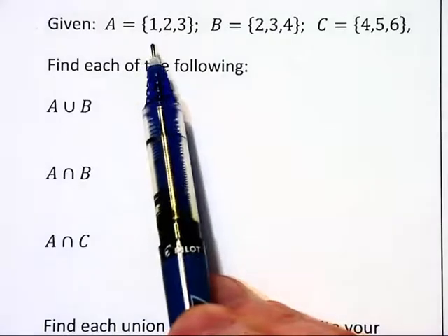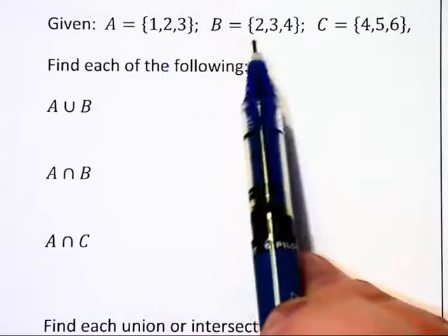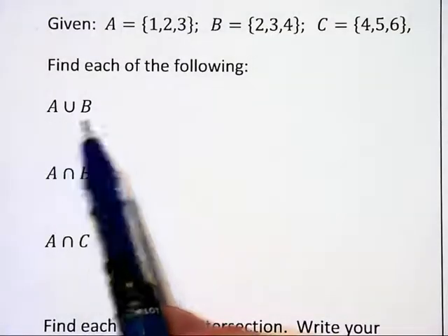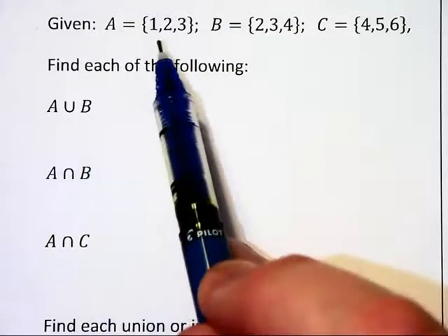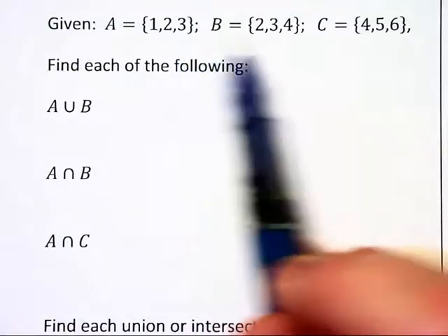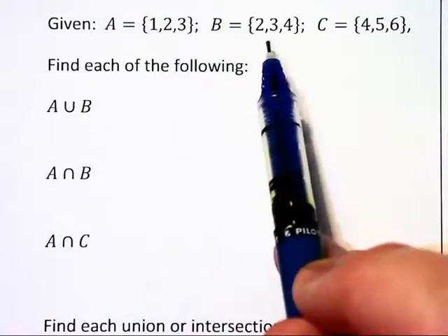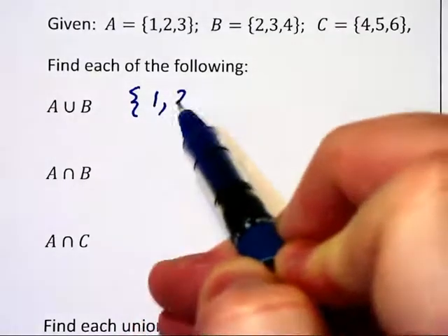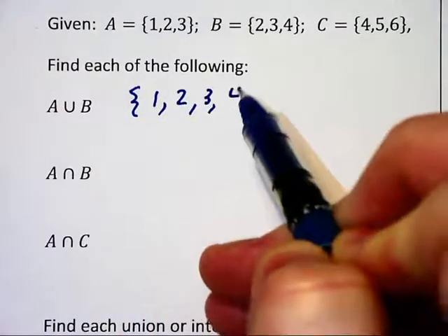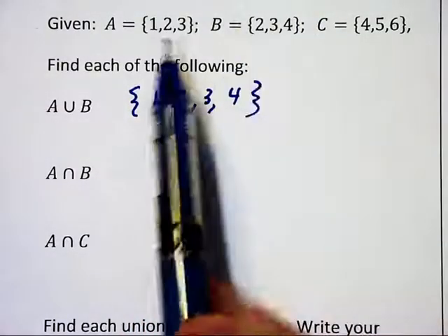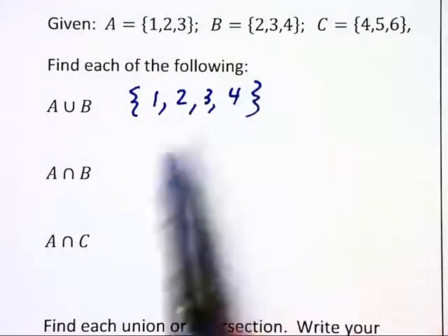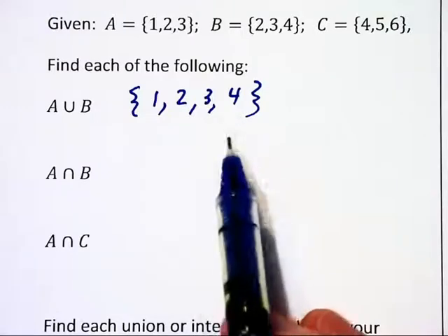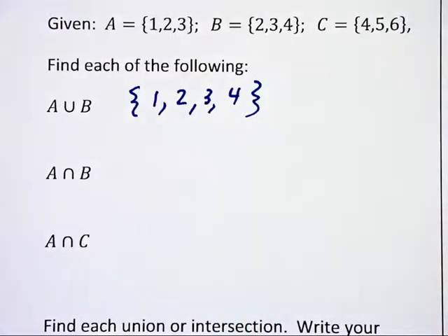I've got set A, which contains the numbers 1, 2, 3, set B, and set C accordingly. When I find A union B, that tells me to join sets A and B together, 1, 2, 3, as well as 2, 3, 4. And their union is going to contain 1, 2, 3, and 4. Even though there was an overlap with 2 and 3, I don't list them twice. These are just the values that show up one or more times in their union.